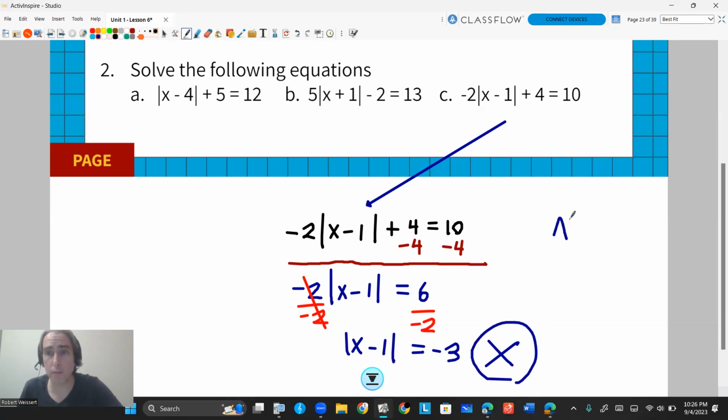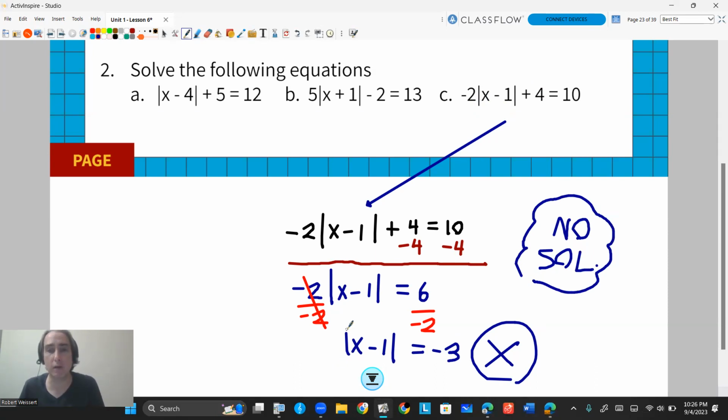No solution. So there's no number you can plug in here. Take the absolute value of that, if you subtract 1, multiply negative 2, add 4, and you're going to get positive 10. This has no solution. So don't go through that whole process of solving if the absolute value bars isolated stuff inside equals a negative on the other side of the equation. It won't work.